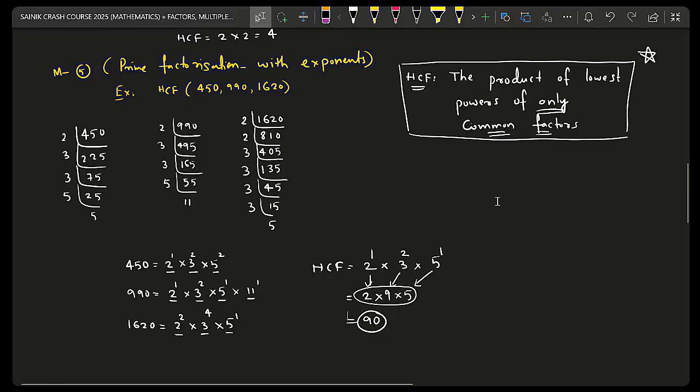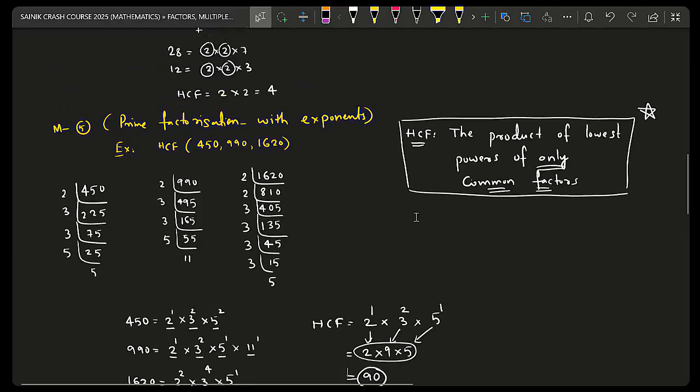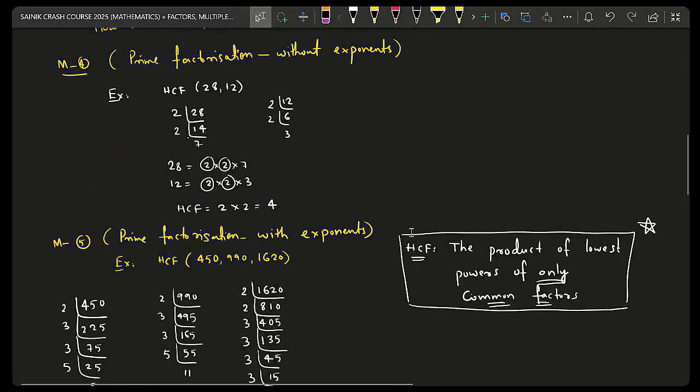Samatrika, any doubts? Yes, sir. I didn't understand the fourth problem. It's not the fourth problem, it's the fourth method: prime factorization without exponents. Okay, sir. So you understood prime factorization? Yes, sir.